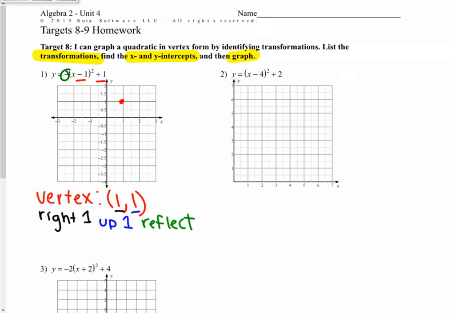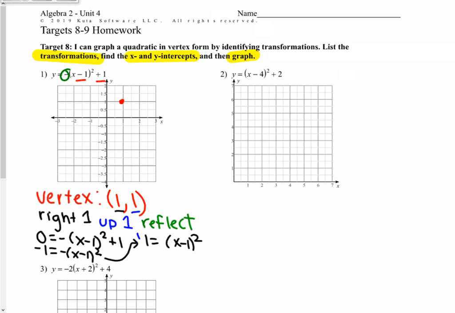I need to find my x-intercepts. To find my x-intercepts, I always set my equation equal to 0. So 0 equals negative x minus 1 squared plus 1. I'm going to use the square root method, so I want to isolate everything that's squared. So I'm going to subtract 1. -1 equals negative of x minus 1 squared. Divide by -1 on both sides, and 1 equals x minus 1 squared.